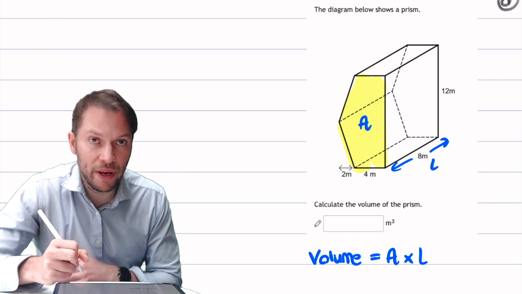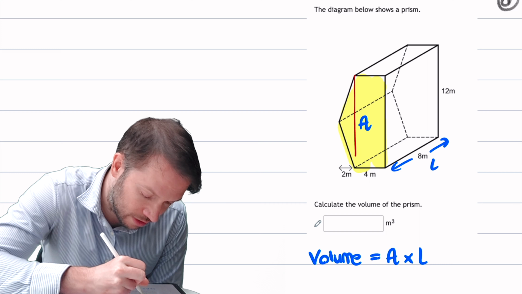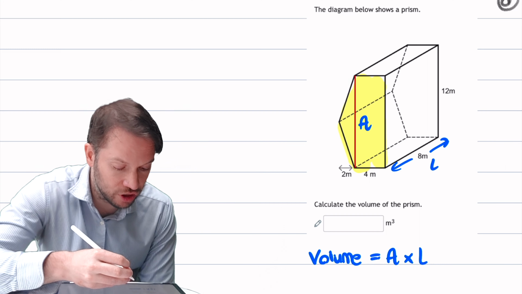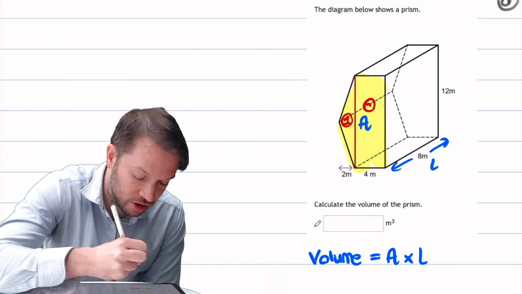Well, it's some kind of compound shape. So what we could do is we could just split it like this. And then we have two different shapes. So we've got shape 1 here, I'm just going to label it as 1, and shape 2.